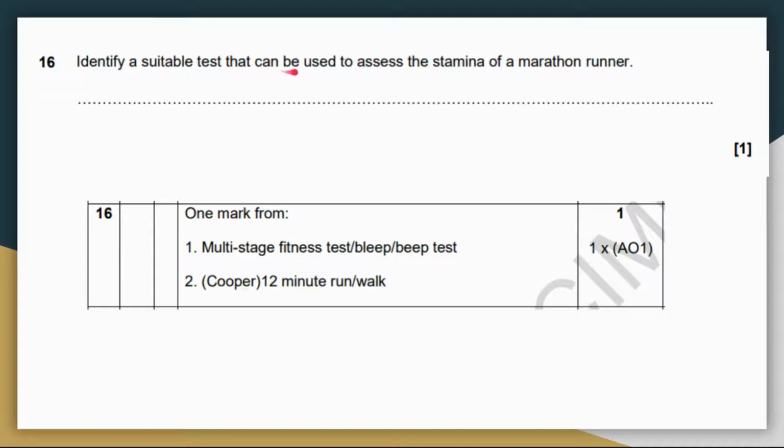Identify a suitable test that can be used to assess the stamina of a marathon runner. So there's 2 you could have picked from here, because we're basically looking to measure aerobic fitness and cardiovascular fitness. So it's the multi-stage fitness test, or you could have said the bleep or beep test, also Cooper 12-minute run.